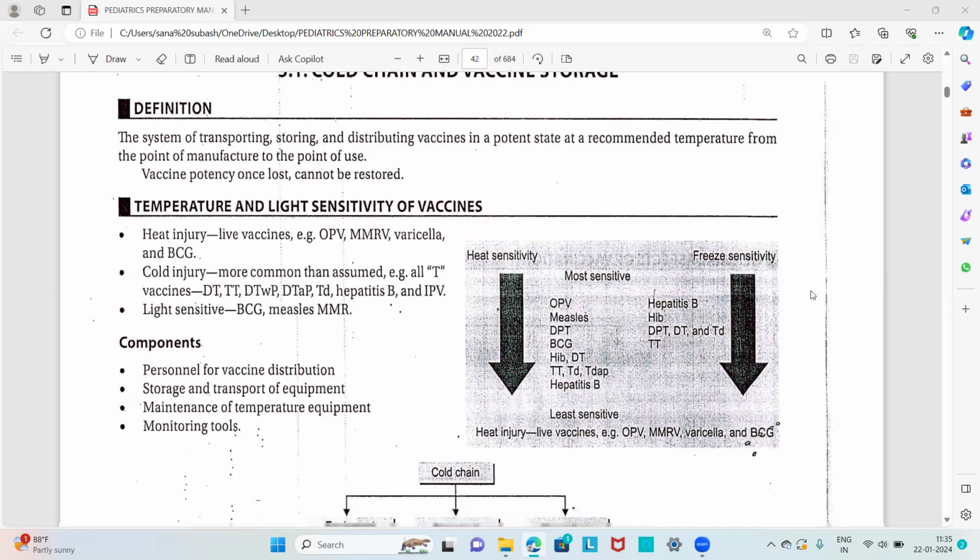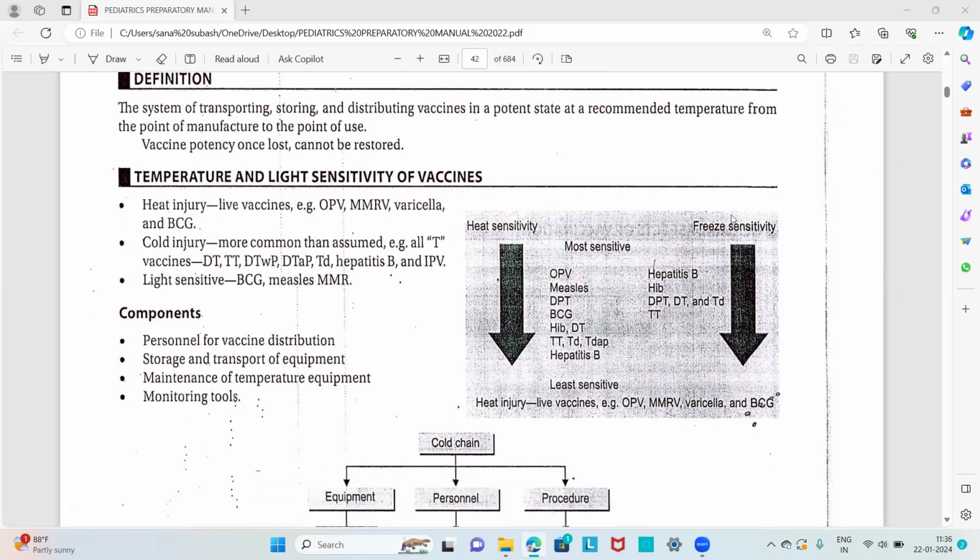There are different kinds of vaccines: heat sensitive vaccines and freeze sensitive vaccines. Increased temperature or decreased temperature both adversely affect the vaccine potency. So we have to maintain a constant temperature for transporting, storing, and distributing vaccines from the point of manufacture to the point of use. That is the cold chain.